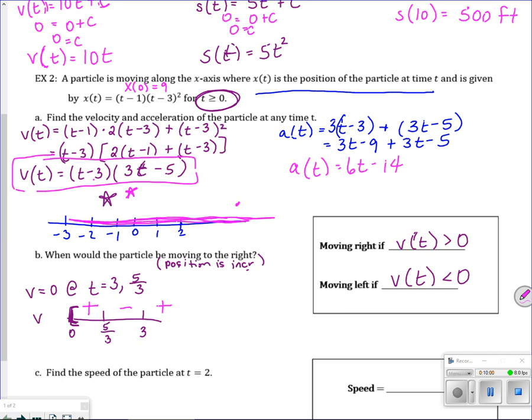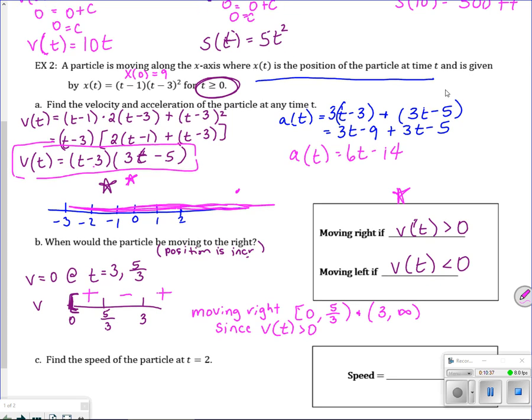So the answer: when is the velocity moving right? It's going to be moving right from 0 to 5/3 and 3 to infinity. And now you have to say "since," because you know it's going to say justify. Those are your justifying statements. Since v of t is greater than 0. Since our velocity is positive, if you want to say it in words.